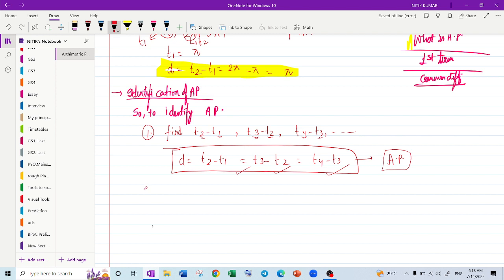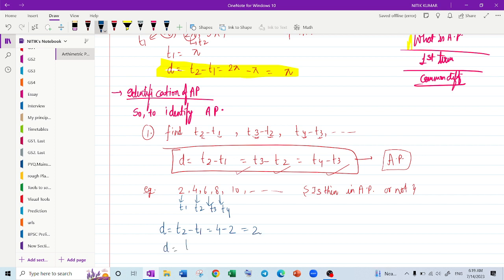I'm giving an example. Suppose this is 2, 4, 6, 8, and 10. We have to check, is this in AP or not? To solve this, we know this is T1, this is T2, this is T3, and this is T4. We will find the common difference. The formula of common difference is T2 minus T1. The value of T2 is 4 and the value of T1 is 2, so 4 minus 2 is 2.